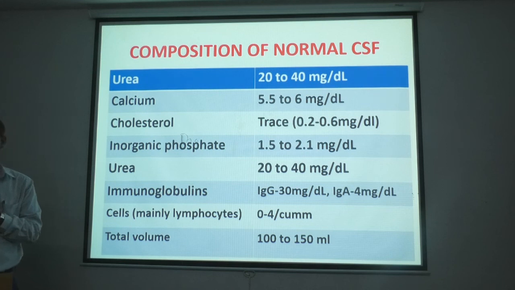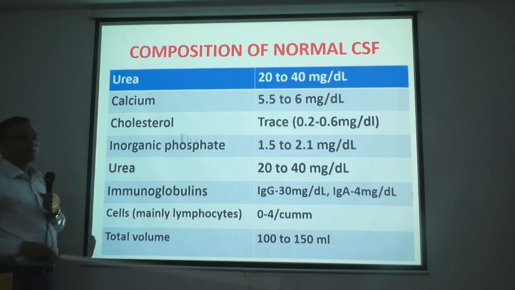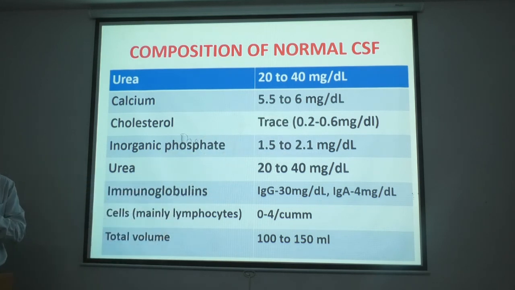Serum calcium, what is normal serum calcium? Normal serum calcium level is 9 to 11 mg per dl. But here, the CSF calcium level will be 5.5 to 6, which means less than the serum calcium.